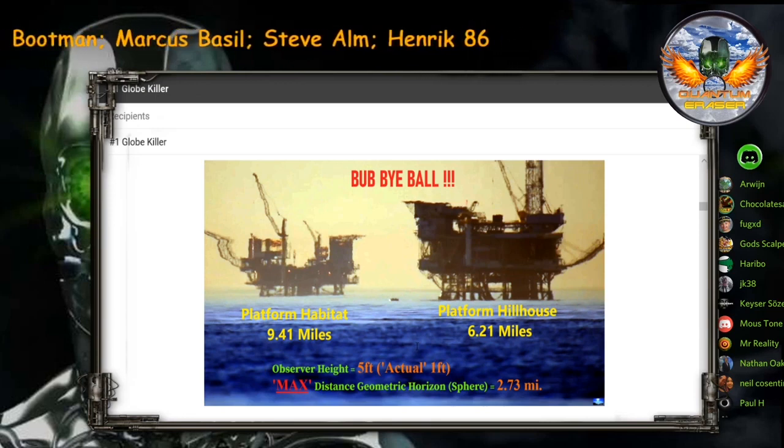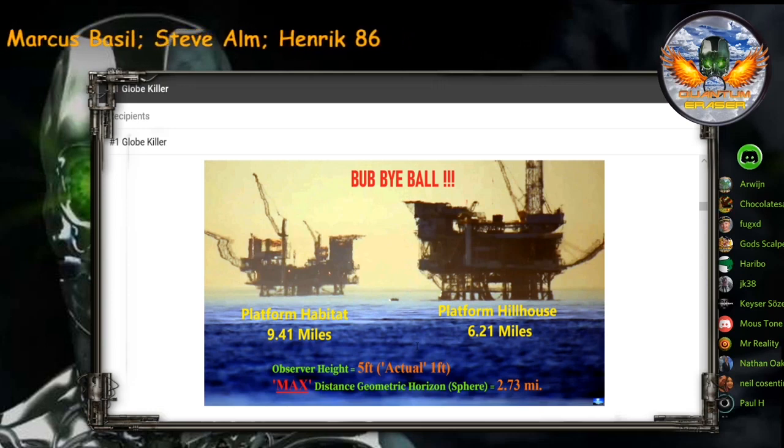It would be the appearance of an object above the horizon that would usually be below it. So the horizon can't appear above itself.